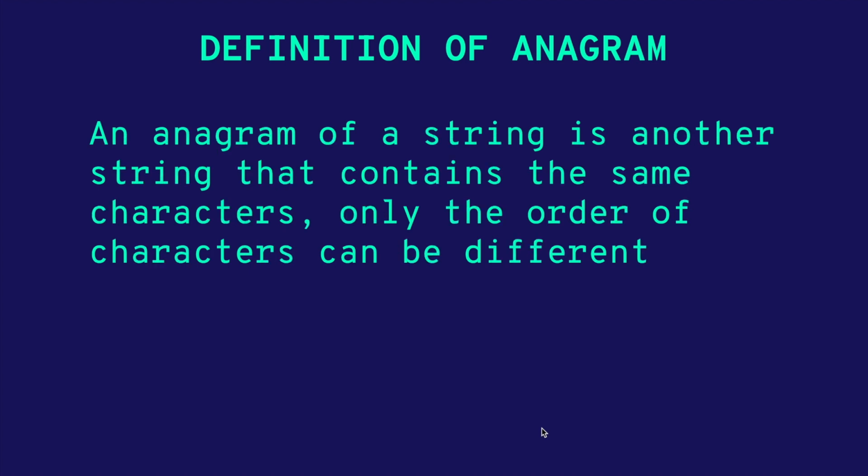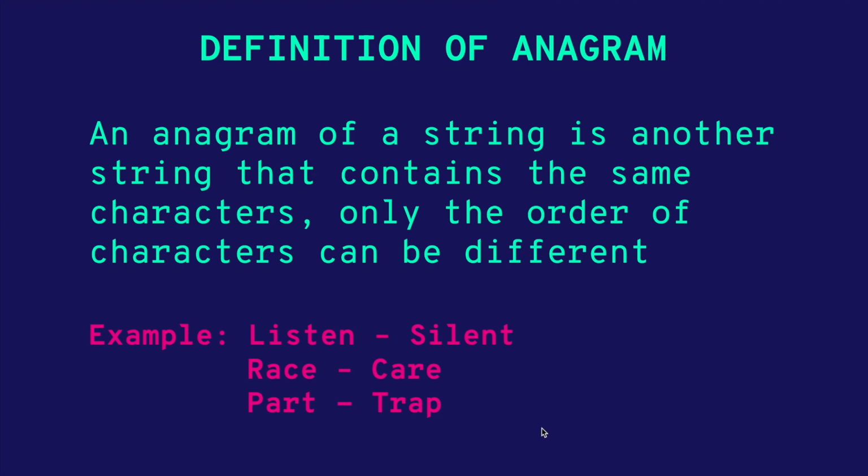At first, let's go through the definition of an anagram. An anagram of a string is another string that contains the same characters, only the order of characters can be different. For example, listen and silent, race and care, and part or trap.